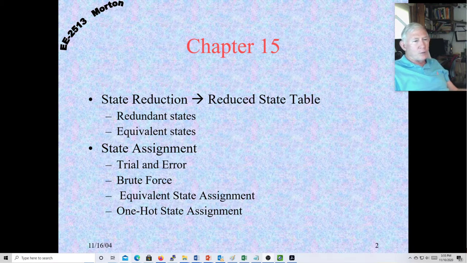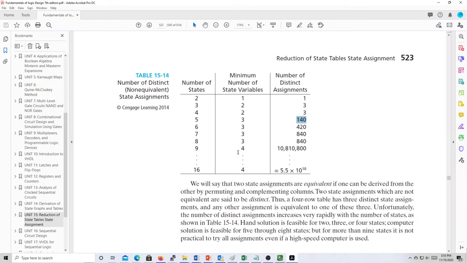Otherwise, unless you want to try 140 different solutions for five, and if you have six or seven, you're looking at 540 or five something, and then for eight, you were looking at 850. So it's just crazy, right? I already forgot what it was. Let me look. 420 for six and 840 for seven and eight.